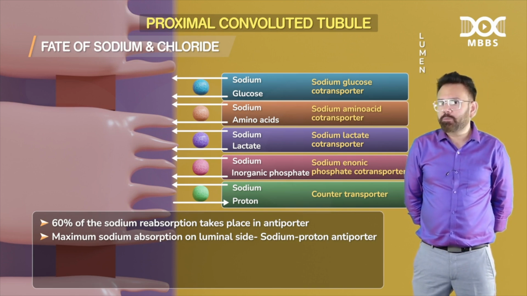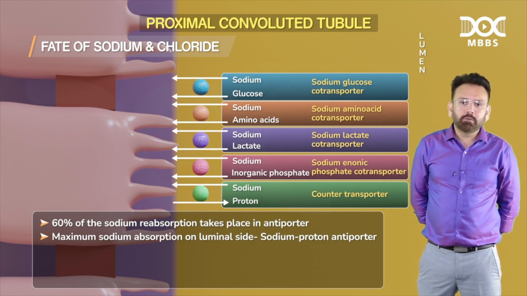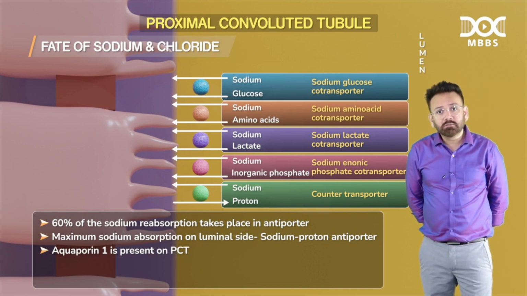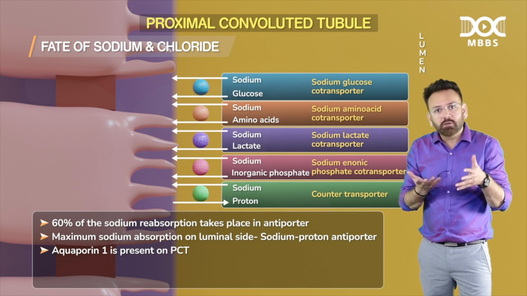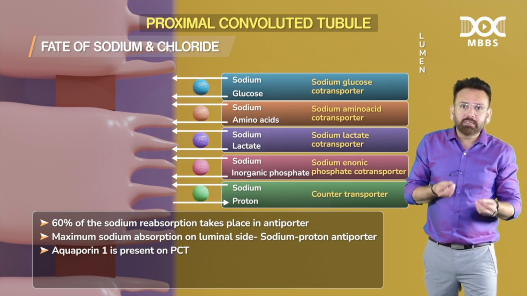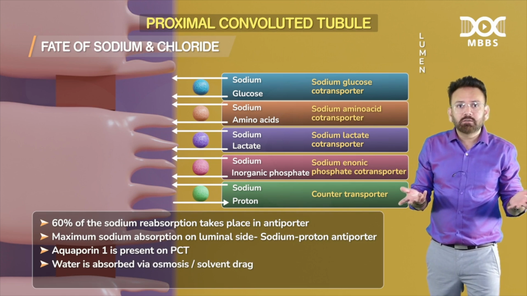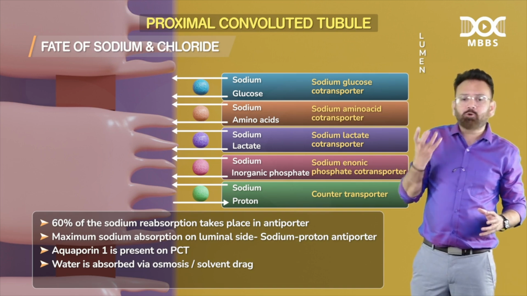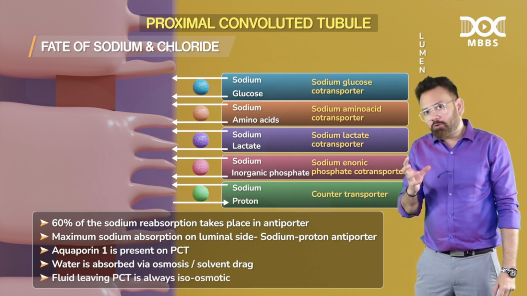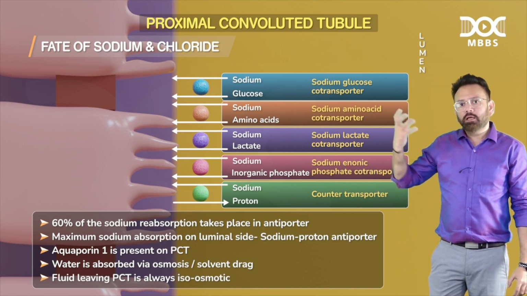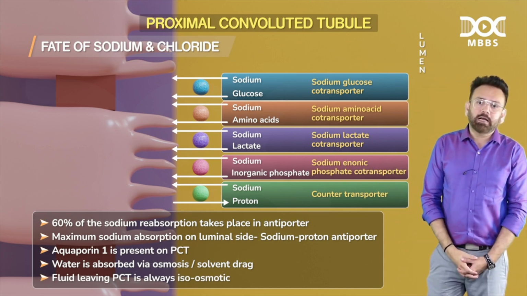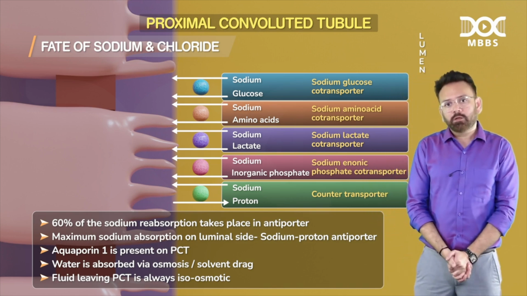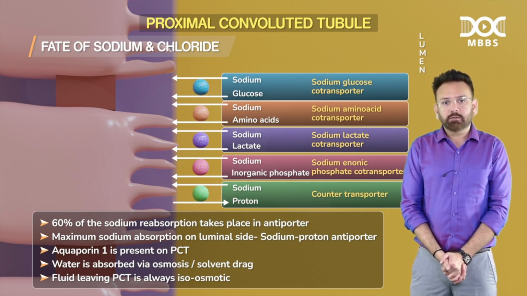And how is water absorbed? Which aquaporin is present in the PCT? It is aquaporin 1. Water is absorbed via osmosis to balance the same. Wherever there is sodium, there is water. It is called osmosis. Yes or no? This is called osmosis. This is called solvent drag. And for that, you have aquaporin 1. That is why the fluid which is leaving the proximal convoluted tubule is isoosmotic. It is isoosmotic. Am I clear? This is the fate of sodium, chloride and water in the PCT.